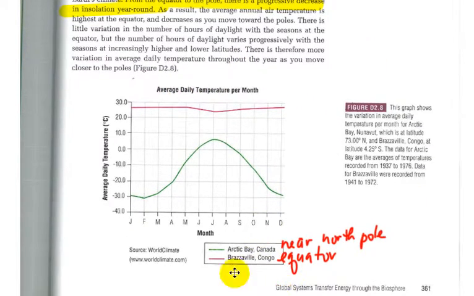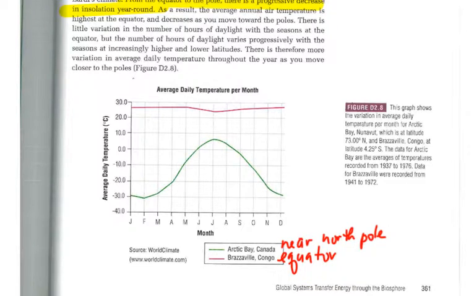Okay, so if we look over here, Arctic Bay, Canada, as you can see, as the seasons change, the average daily temperature changes drastically. So over here in the summer, June, July, we're sitting at around 8 degrees C, but November, December, January, February, we're at -30. Whereas near the equator, it's consistently warm, so 28, 26 degrees C approximately throughout the entire year.